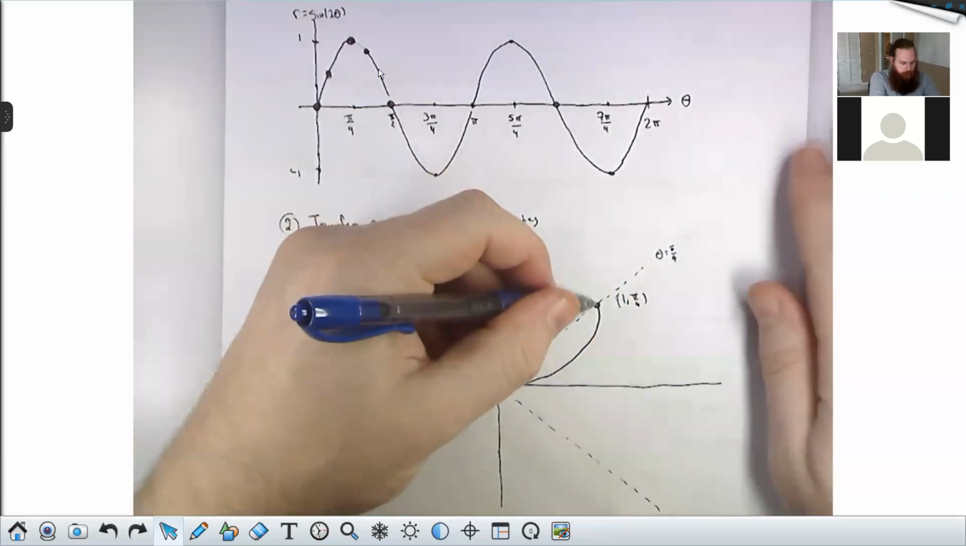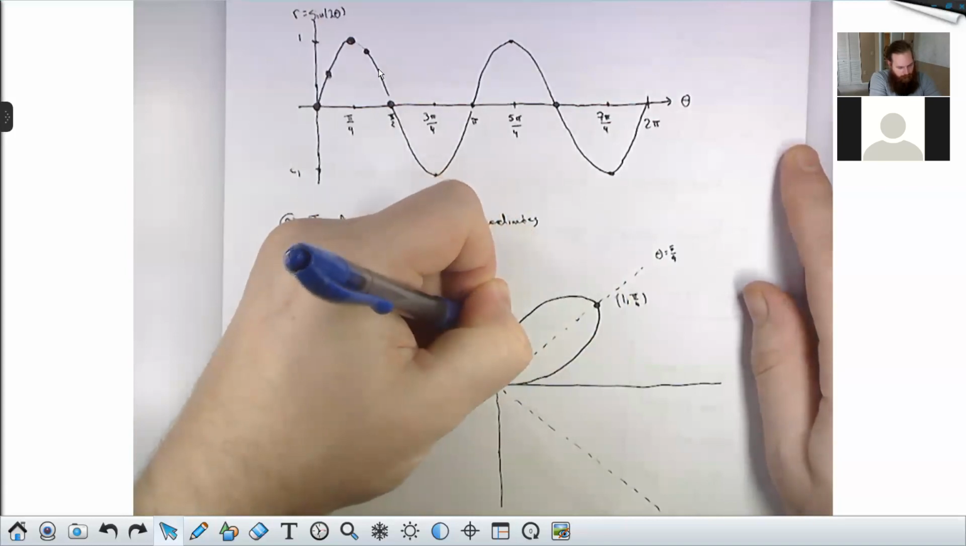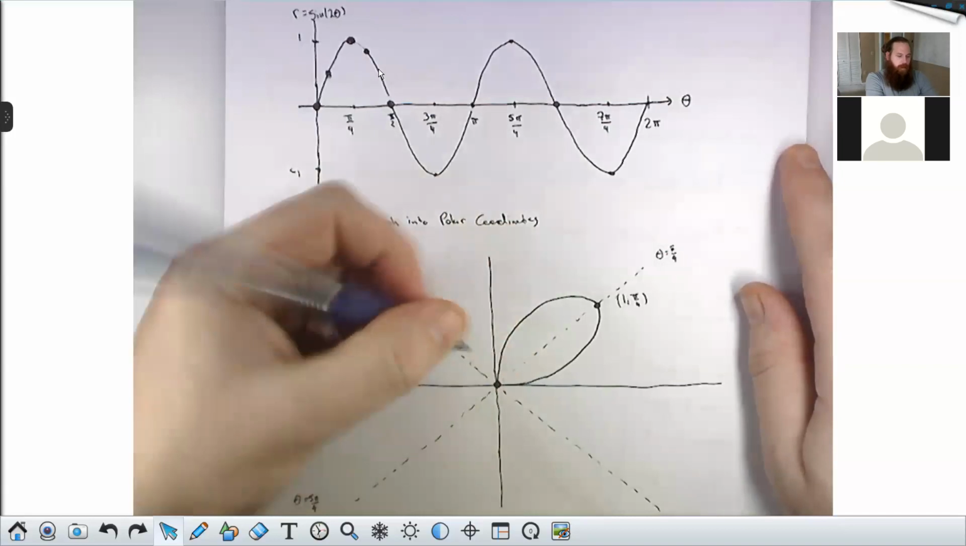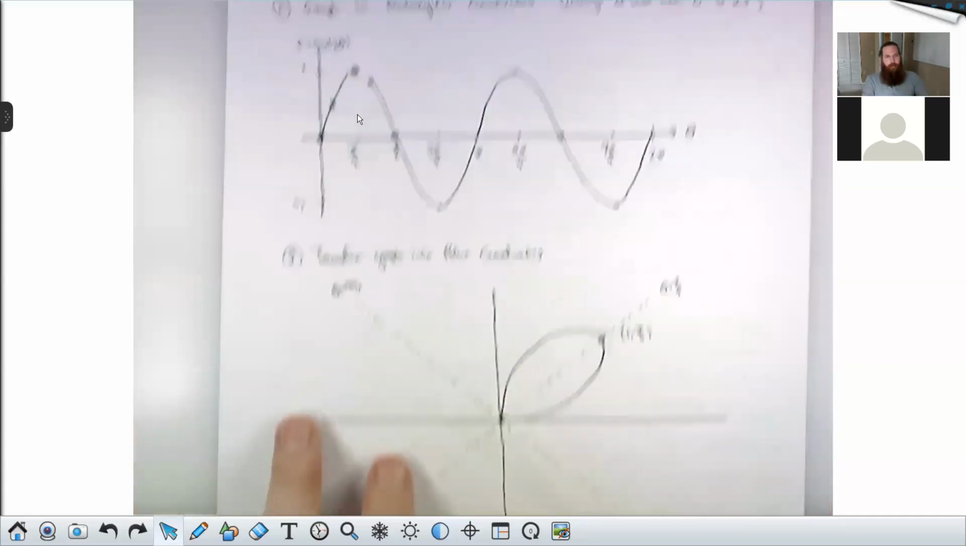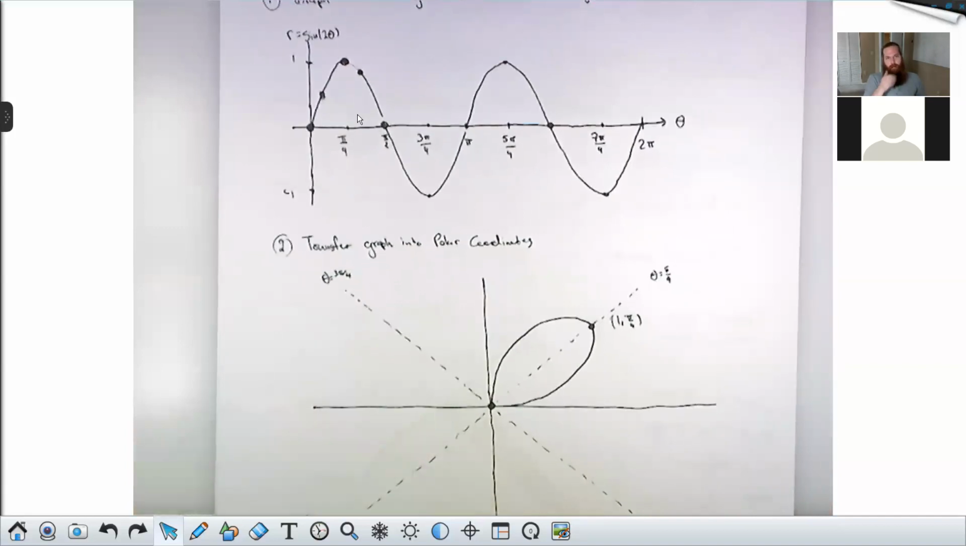So I'll be drawing something like this, and I'll come in tangent to the vertical axis there. Because this isn't sine x, this is sine of 2x. Remember, we're graphing sine of 2 theta, I should say, not sine of 2x.